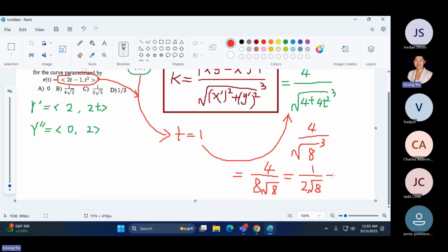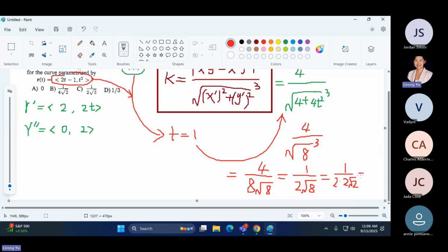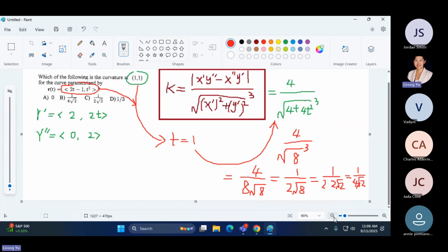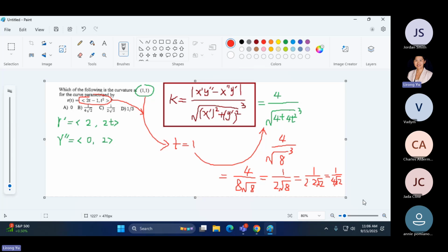That's really 1 over 2 root of 8. Root of 8: 8 equals 4 times 2, so the 2 stays, but the 4 gets out of the root and gives you another 2. So combine the 2 times 2, we have 4. So that's 1 over 4 times root 2. That's what it is. I'm trying to make it smaller so you can see how it is. So the final answer should be 1 over 4 times root 2.